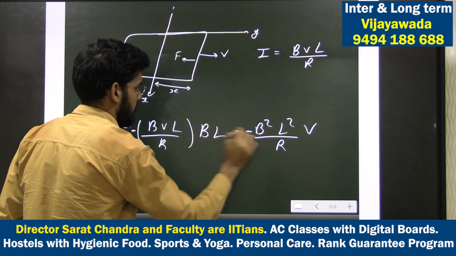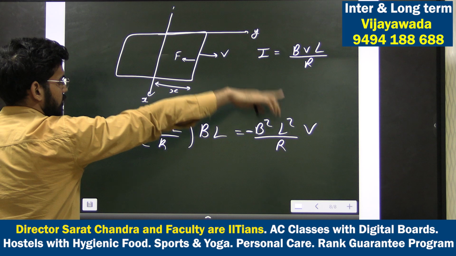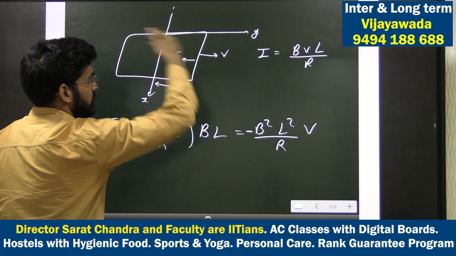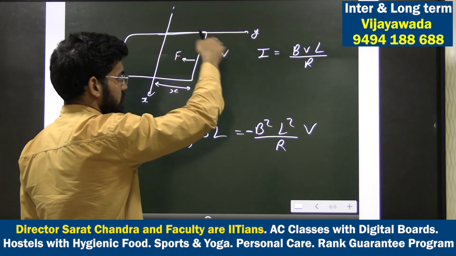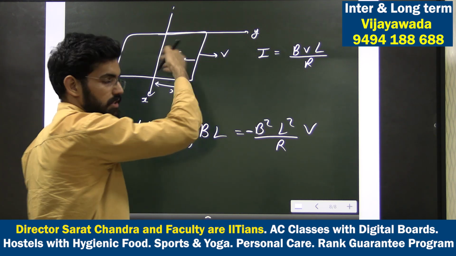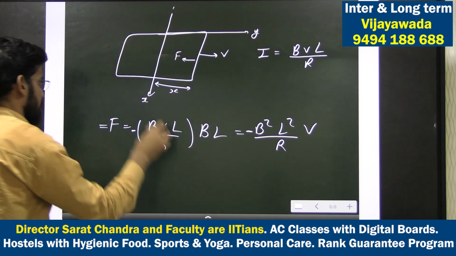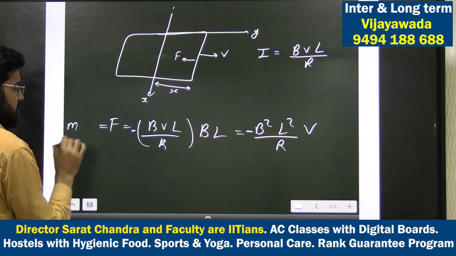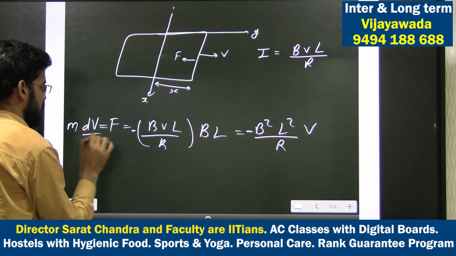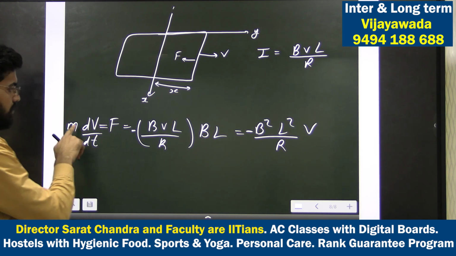Here there is a negative, because it is in the opposite direction to the velocity. You can put a vector, but everything is in this direction only, so that's why I am not putting the vector. But we have to consider negative and positive at least. Here, mass into acceleration. Acceleration is what? dv by dt. Take the mass that side.